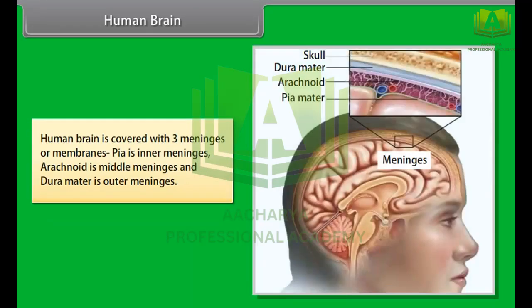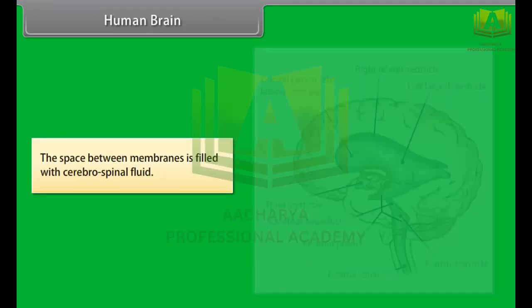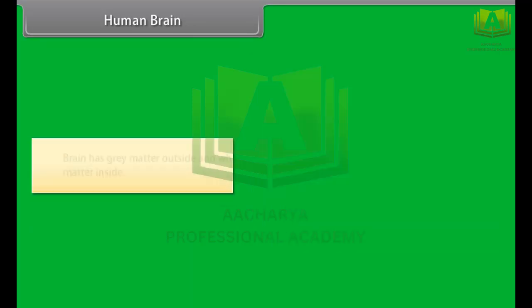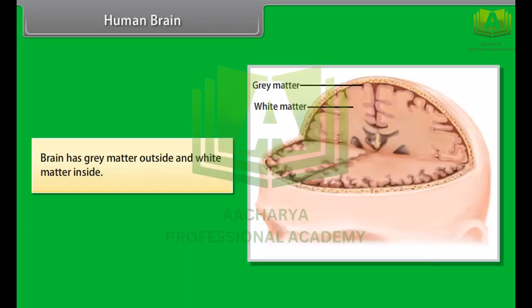Human brain is covered with 3 meninges or membranes. Pia is inner meninges, arachnoid is middle meninges, and dura mater is outer meninges. The space between membranes is filled with cerebrospinal fluid. Brain has gray matter outside and white matter inside.